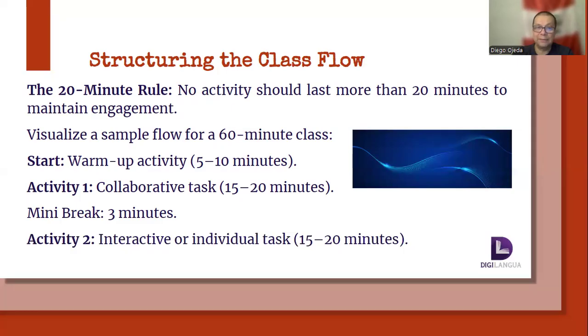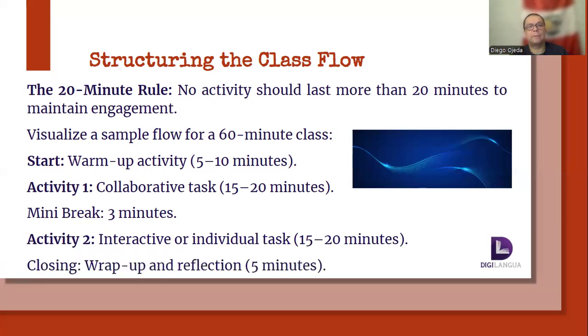And then we have another activity, an activity that can be interactive or an individual task for 15 or 20 minutes. So then the class time just happens really fast. Usually classes go really slow when we do not have variation, when we don't have a mix of things to do. But when you have a mix of things to do in each class, it goes faster. And for the closing, a wrap up and a reflection for the last 5 minutes of the class. All right.